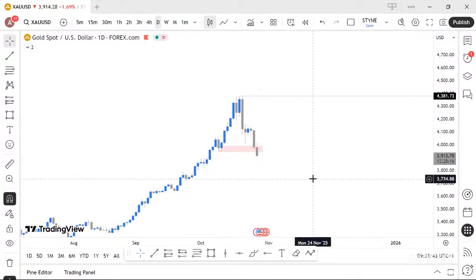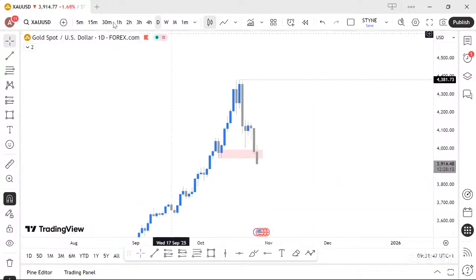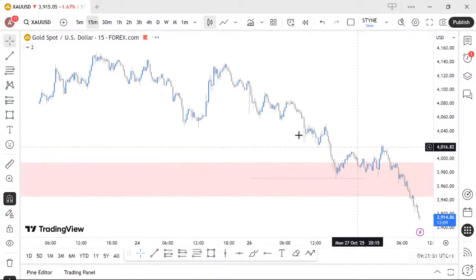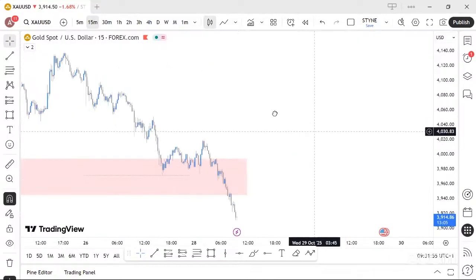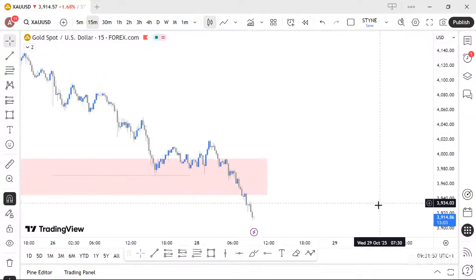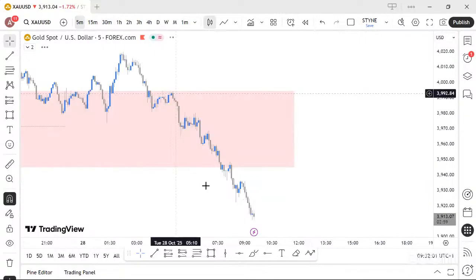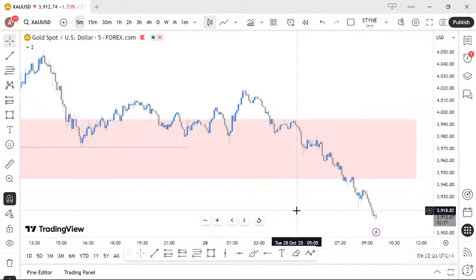Now, on hitting that zone, go to the lower time frames, 15 minutes. You will see that there was no reasonable change of character. There was no bounce. You can see how the price was just going down. Even on the 5 minutes chart, I've been watching to see if I can see a good bounce or change of character.